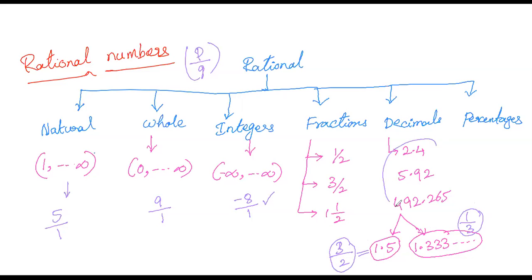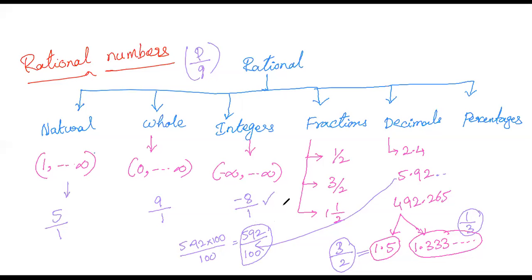You might have a question: how about the first three examples? The number 5.92 might continue. How can you change this into a fraction? 5.92 multiplied by 100, because we have two decimals, divided by 100. So 5.92 into 100 divided by 100, which means 592 over 100. So it's a fraction. I think you can see that. That's why even decimal numbers are rational numbers.